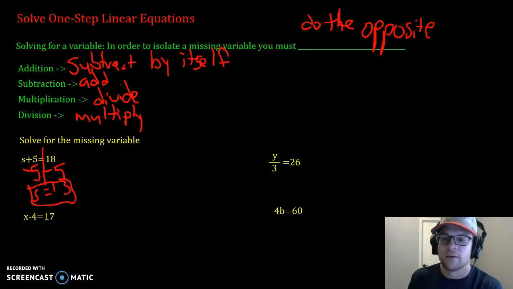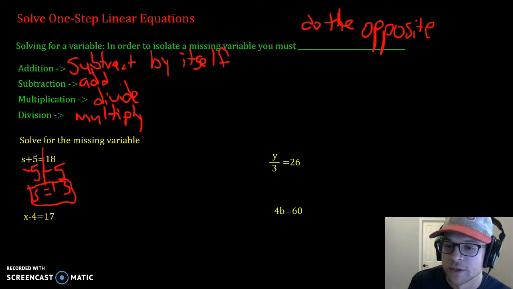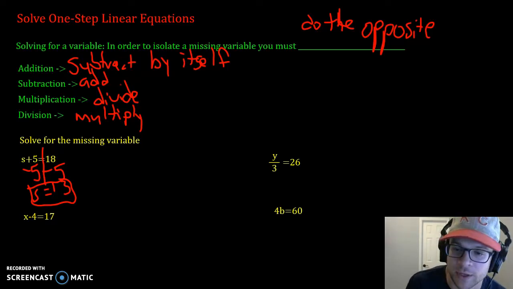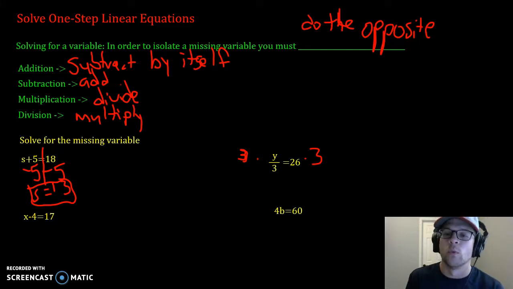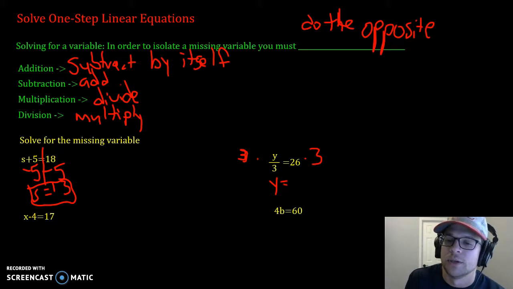Okay, and then we have y divided by 3 is equal to 26. The opposite of division, or this fraction, which is another way of looking at division, is to multiply. So I'm going to multiply both the left and the right side by 3. 3 divided by 3 is 1. And remember, we want to get y over 1, which is just equal to y. And 26 times 3 is 78.